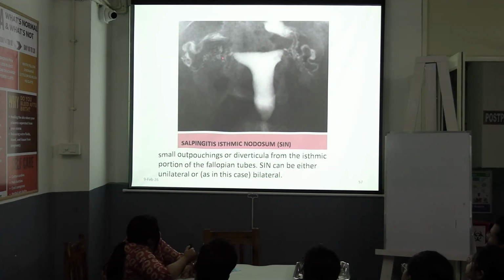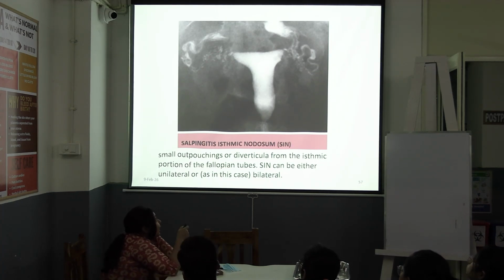This is salpingitis isthmica nodosa. See, the outline of the tube is not smooth. In the case of a normal HSG, what we used to see is that the outlines of the tubes are very smooth and well defined. But here the outlines are, see, very hazy and they are not smooth enough.